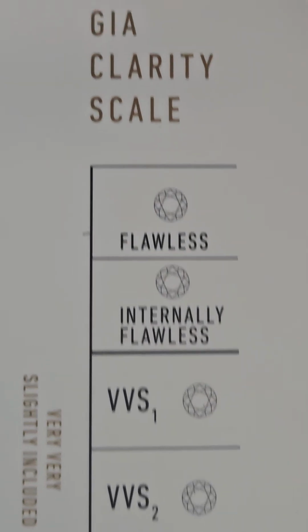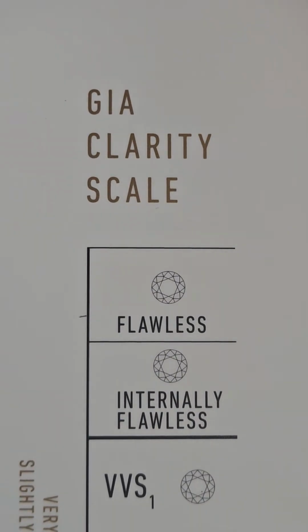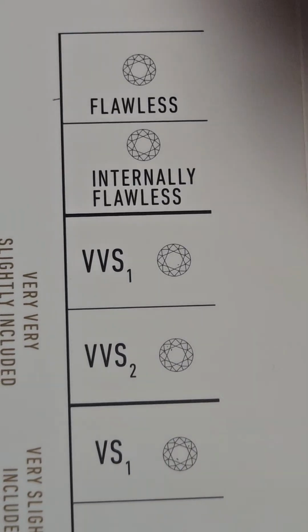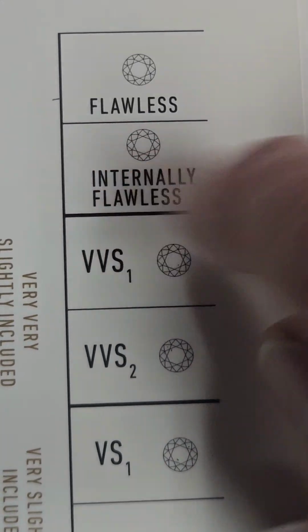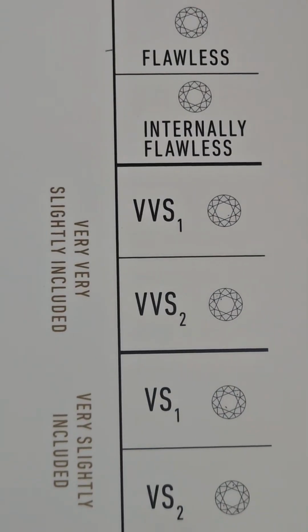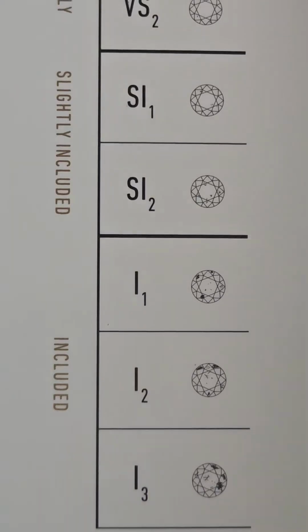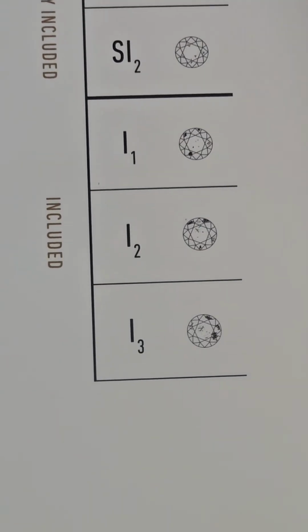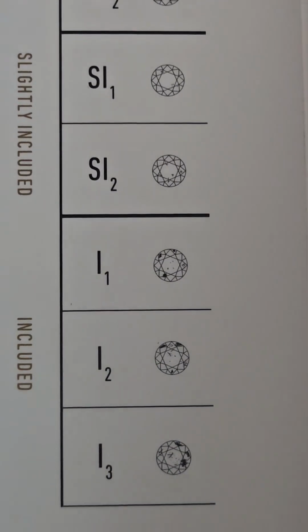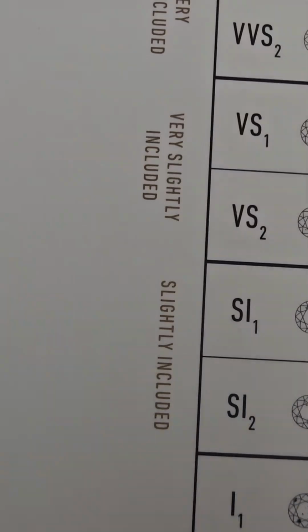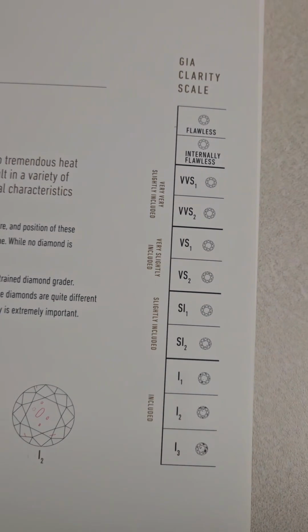So that's your GIA clarity scale right here. It goes from flawless to internally flawless. Remember, blemishes are on the outside, inclusions are on the inside. VVS1 all the way down to I3. And that is a quick overview of the clarity scale for a diamond.